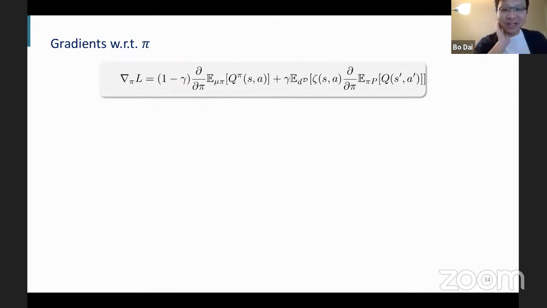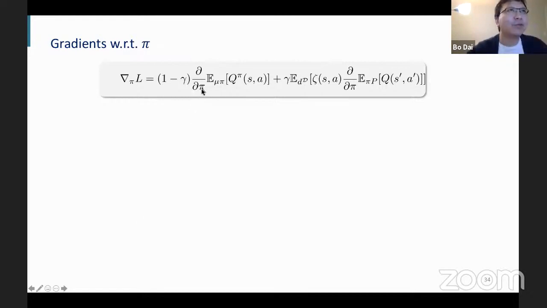Another way to put it is that even if your data is not on-policy, not executed by yourself, but collected by another behavior policy, you optimize that objective function, and what you get is an unbiased estimator for your policy gradient. Let's see how we achieve that.